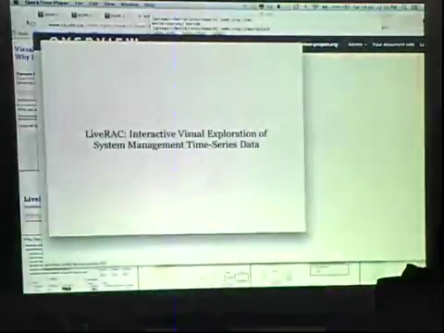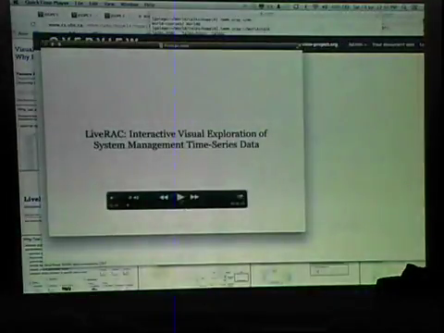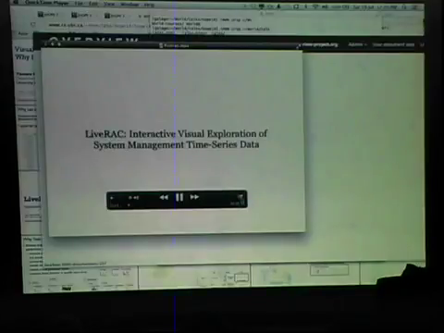I'm going to start out with a video to show you the look and feel, not only of the visual encoding, but also the interaction idiom. I'm just going to show a snippet of this video. The whole one, the link is available there. So let's run. LiveRack, interactive visual exploration of system management time series data.